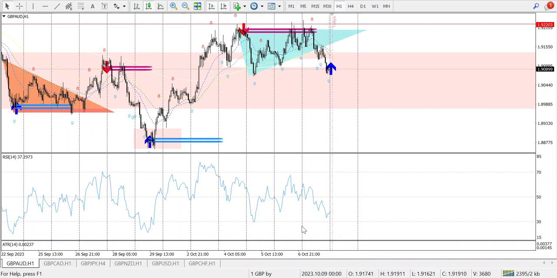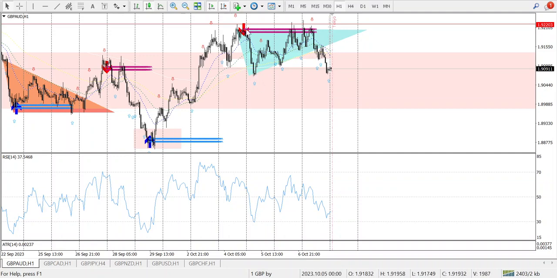So we will start the discussion in two parts. First part, where we will discuss yesterday's result. Yesterday I made some rookie mistakes and I had a major loss. So coming to the first, you can see GBP AUD.